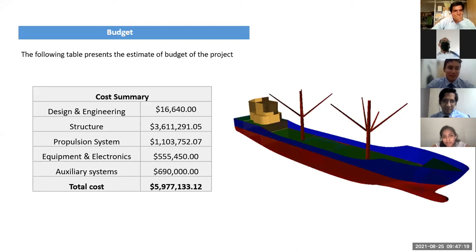Yes. For example, in the propulsion system, we consider the shaft, the propeller, only the weight of the propeller, and the length of the shaft. For example, in electronics, we consider this value because the price on the internet is around, for example, in the first generator, the generic cable is around $200, and the auxiliary system is commonly, in our case, around $700, considering all the auxiliary systems.